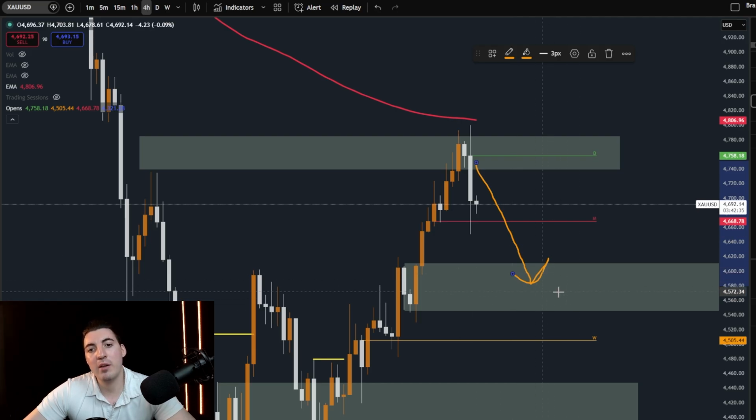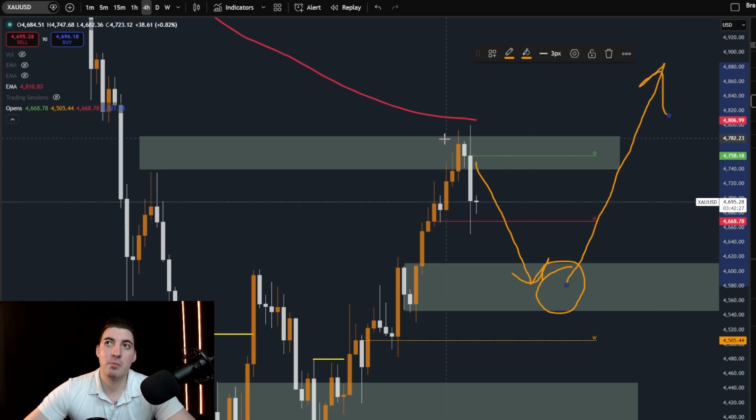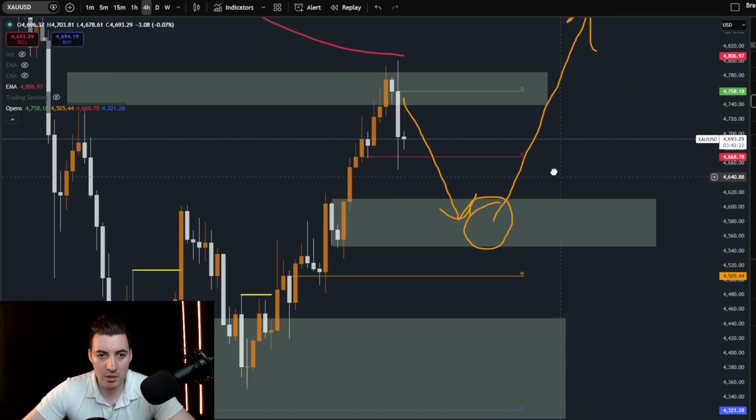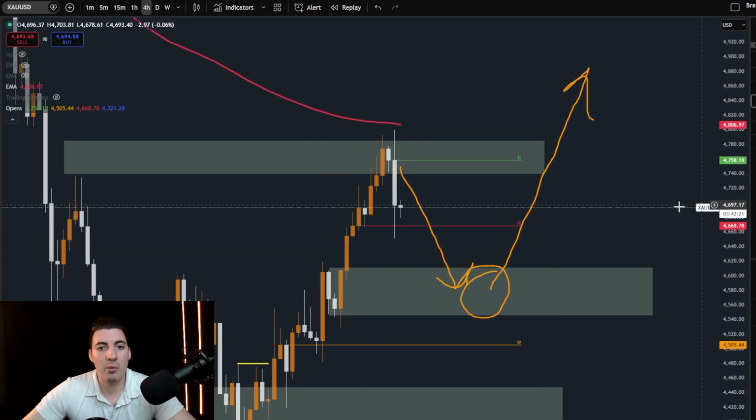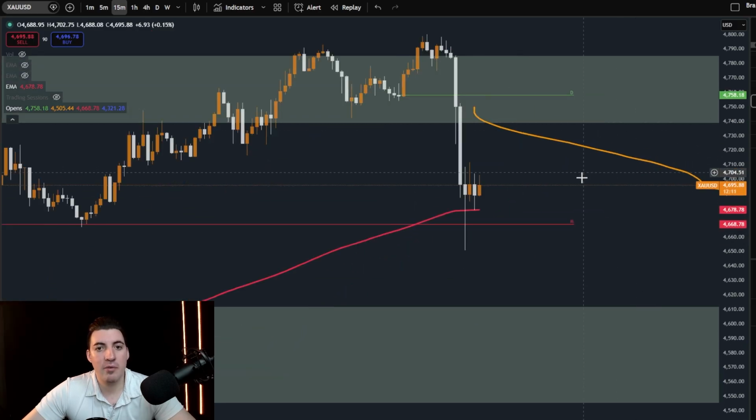What I would then be waiting for is, again, another breaker structural change of character confirmation to show me that it's going to be pushing up even higher. So I am short-term bearish on XAU for the time being, but long-term bullish, and I would be waiting for that to play out.